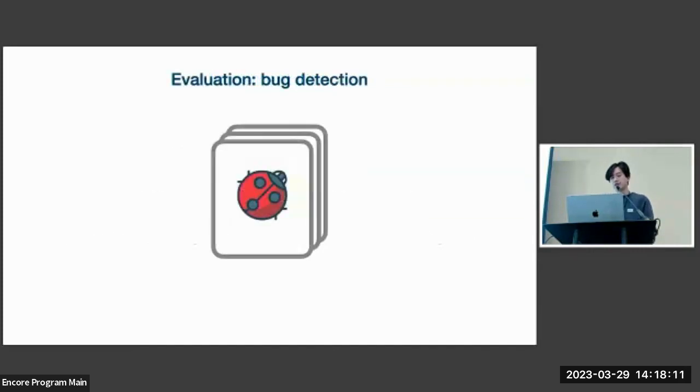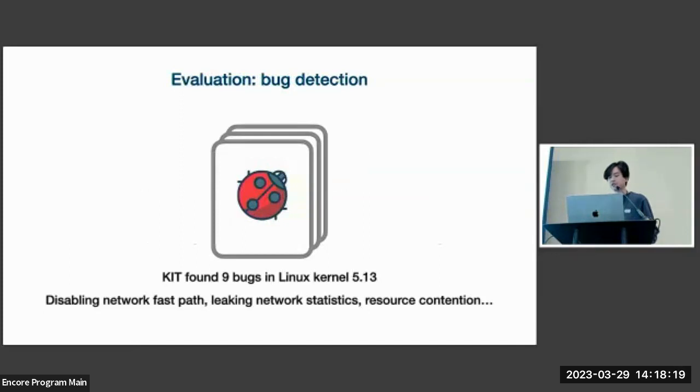In evaluation, Kit found 9 bugs in Linux kernel 5.13. The consequences of these bugs include allowing one container to disable network fastpath for all other containers, or a container leaking network statistics to other containers, and also resource contention, such as containers being unable to use the same network address in some network protocols.